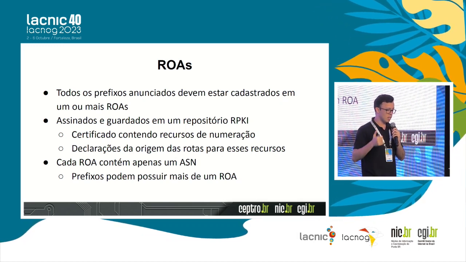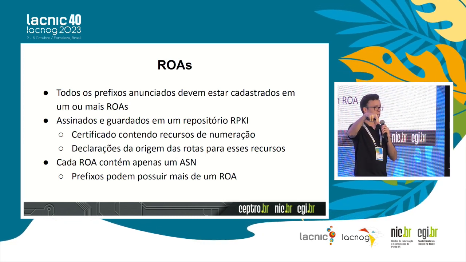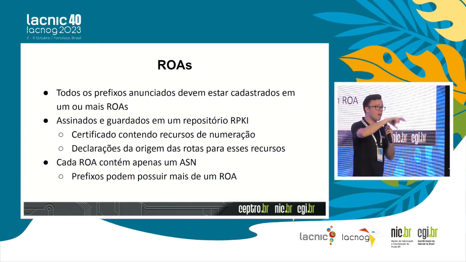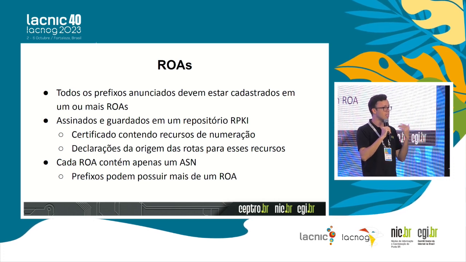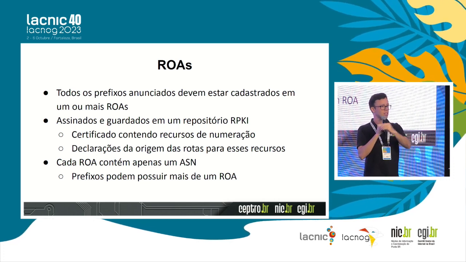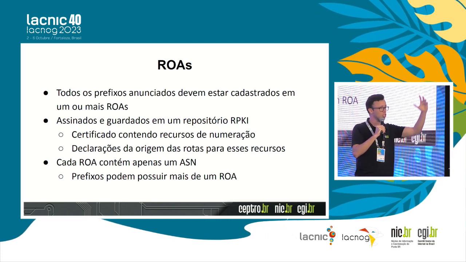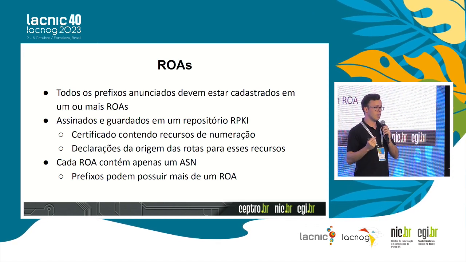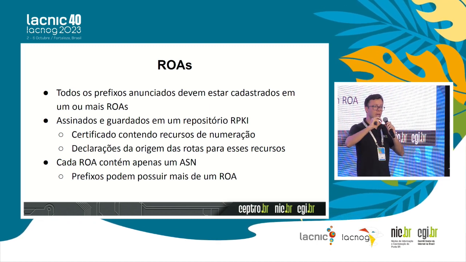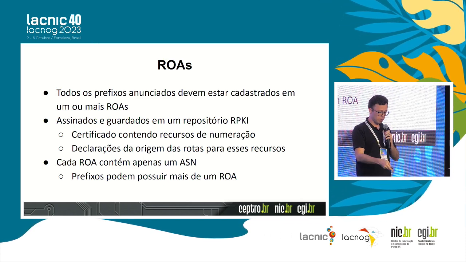So in addition to that, all the announcements have to be registered in one or more ROAs. This happens when we publish a ROA. It will then go to the RPKI repository and then will remain there globally to be consulted when we do validation. So the validation software will then go through the RPKI repository. Following that, a dialogue takes place between the router and the validating software in order to classify each of these routes if there is a ROA for that purpose.